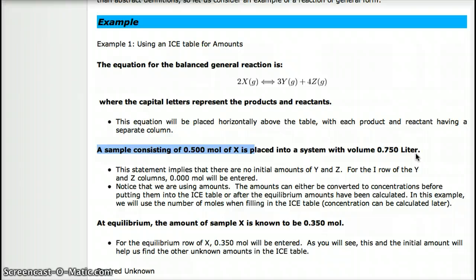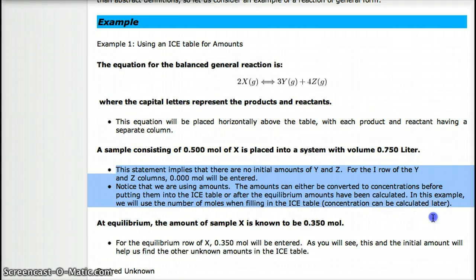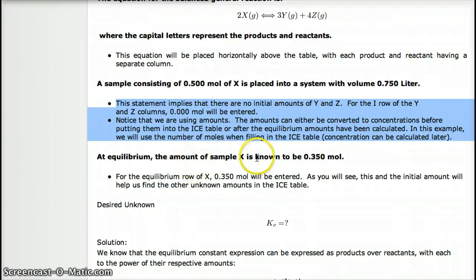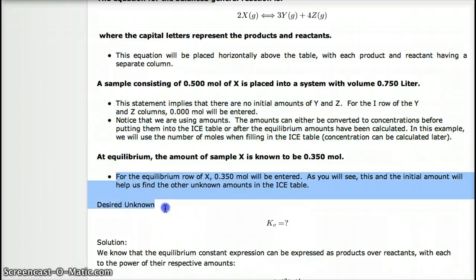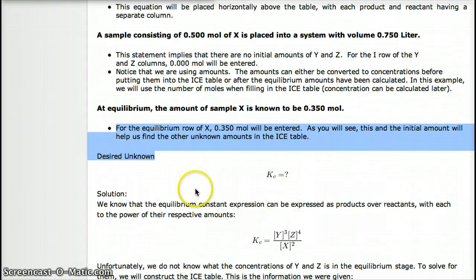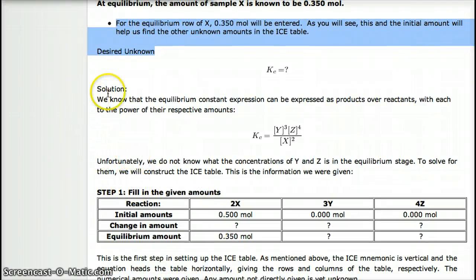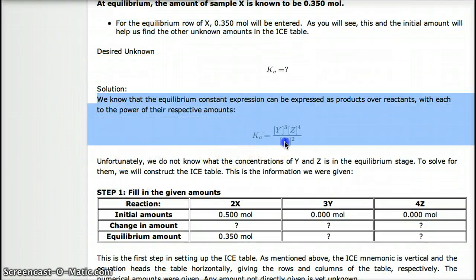0.75 liters. Here's the breakdown. It's a very quality breakdown. I suggest you actually go into this website and read it. It's amazing. At equilibrium, the amount of sample X is known to be 0.35 moles. Again, here's your breakdown: your desired unknown and how to solve it. And check this out, it's beautiful. It shows you how to plug it in. Remember, okay, let's see. Here you go.